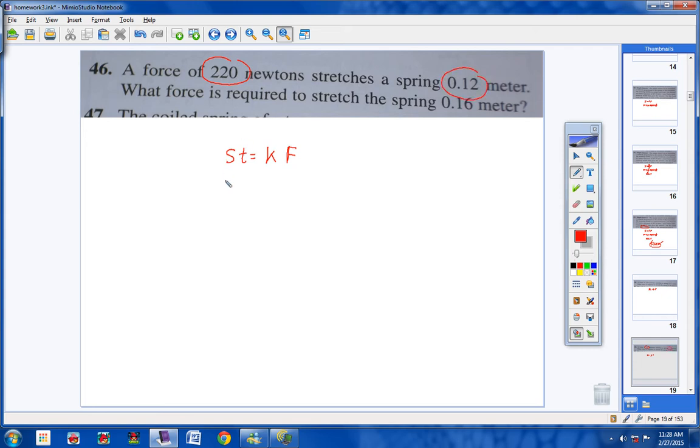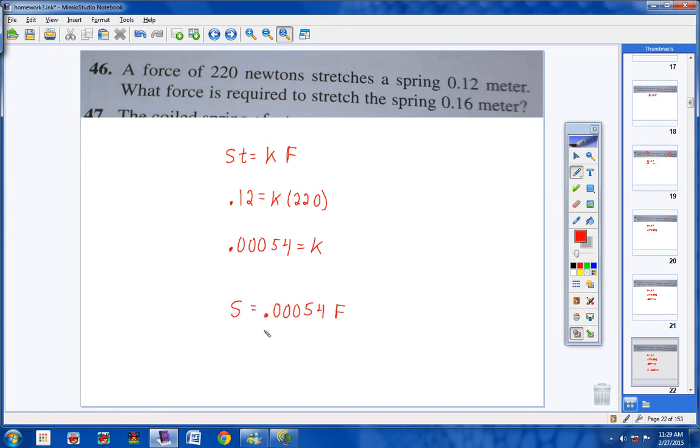So, would it not be easy, just real quick, to find K? My stretch is 0.12 meters when my force is 220. I can find K really quickly, can I not, guys? Let's do it just in case we need to, okay? Divide both sides by 220. There's K. So I'm going to put that in for K right here. So there's my model, okay? I started with this. I got rid of the K, and I put this in place of K. And instead of putting a T right here, I just got rid of the T.